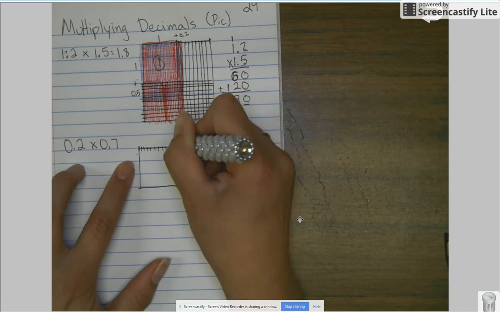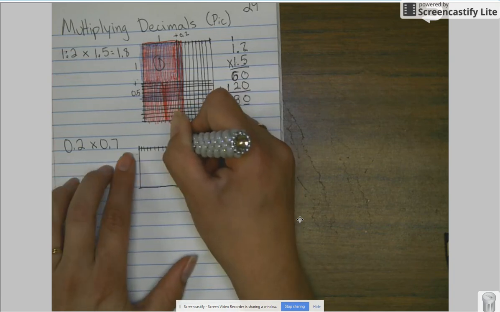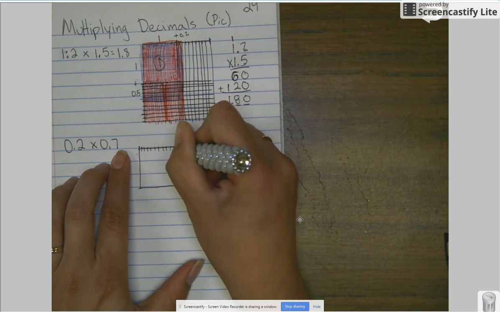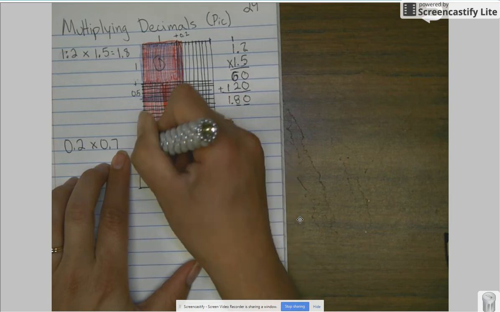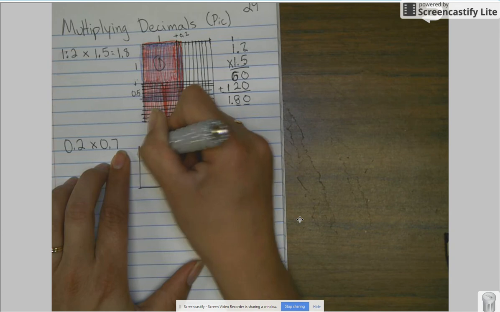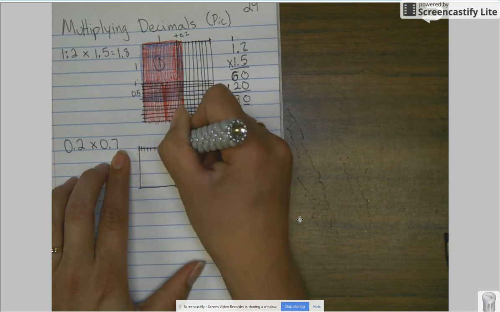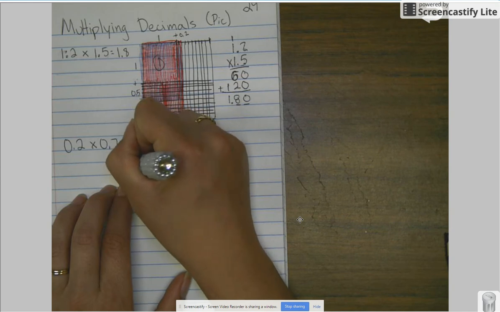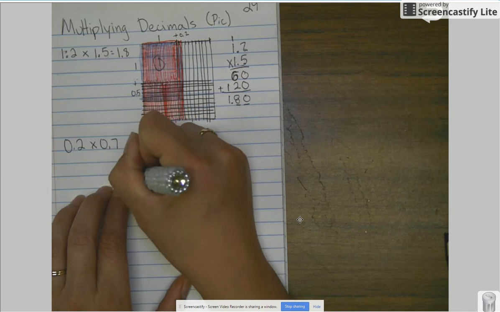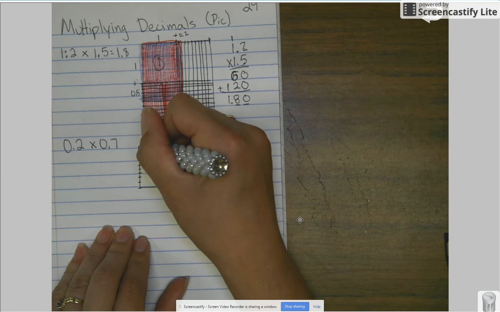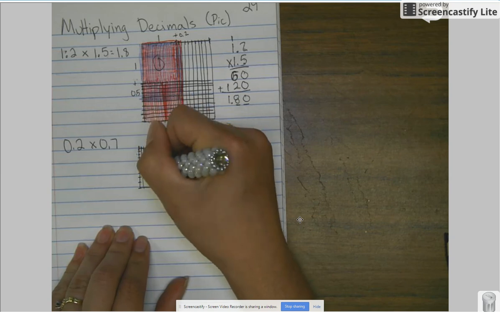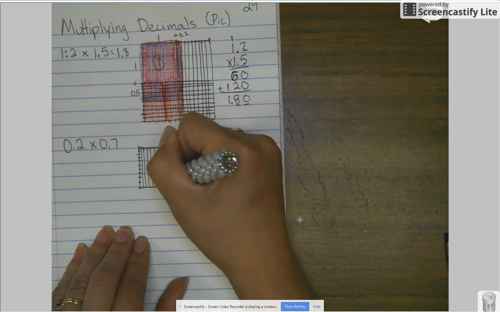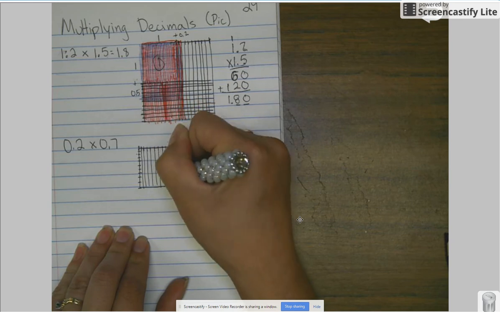Oh, that would make 11 pieces, wouldn't it? Let's fix that. Okay, sorry, ignore that. So it'd be 1, 2, 3, 4, 5, 6, 7, 8, 9, and 10 pieces. And this way, 1, 2, 3, 4, 5, 6, 7, 8, 9, and 10. Okay, continue your lines, and you're actually going to end up with a bunch of little squares or hundredths. Okay, try and make it nice and neat.